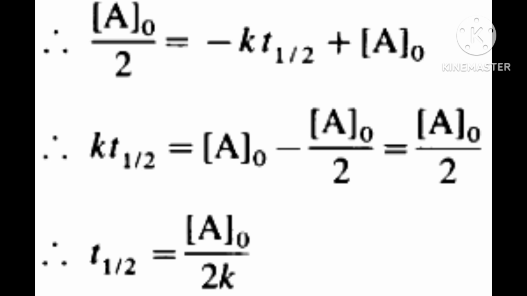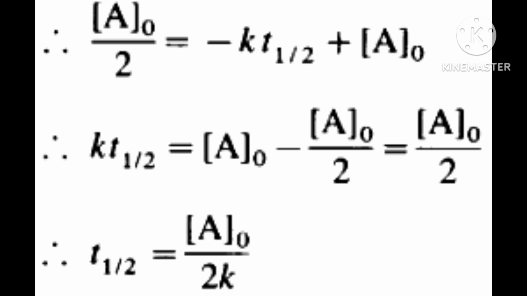A first order reaction is found to have a rate constant K equal to 5.5 into 10 to the power minus 14 per second. This is the K for first order. Remember the unit also: per second only. Mole per liter per second is for zero order. Per second is common for zero order and first order. Correct?